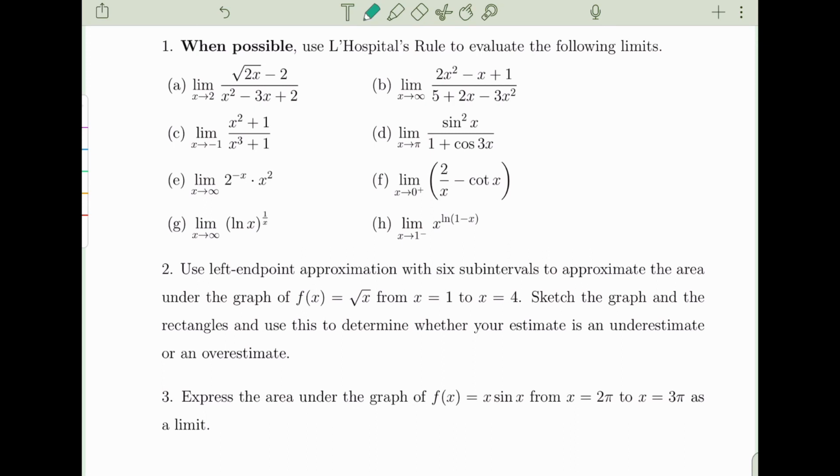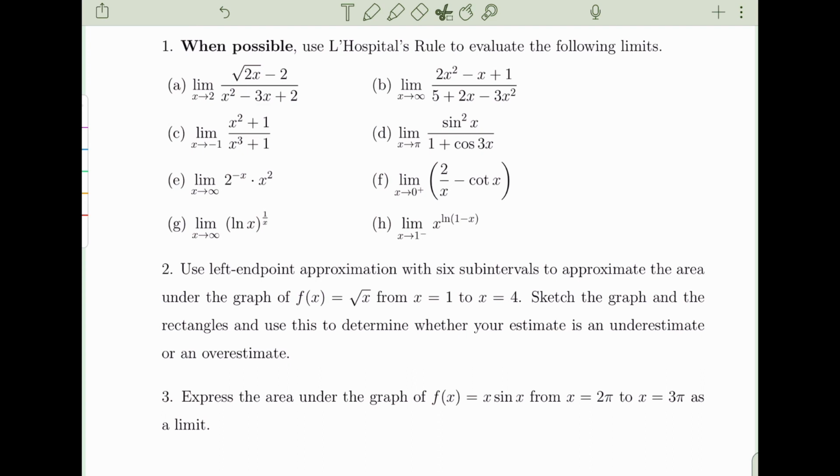So now let's take a look at question 1. For question 1 here we have 8 small questions, and I think the first 4 questions are easier than the rest of the 4. So I will just briefly explain the first 4 and put more time in the rest of the 4. Okay, so use L'Hopital rule to evaluate the following limits.